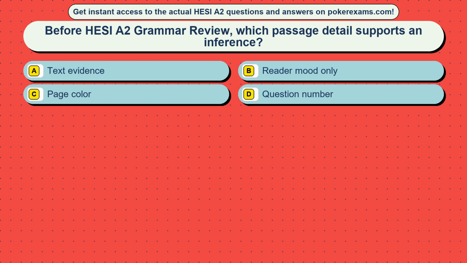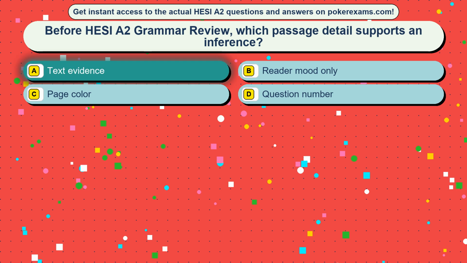Question 5. Before HESI A2 Grammar Review, which passage detail supports an inference? Option A, text evidence. Option B, reader mood only. Option C, page color. Option D, question number. The correct answer is option A, text evidence.